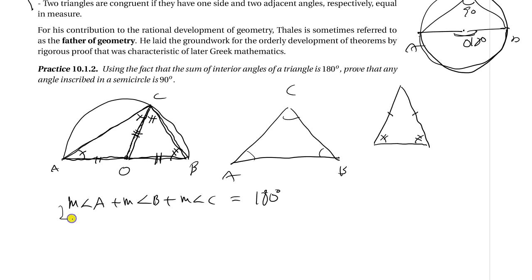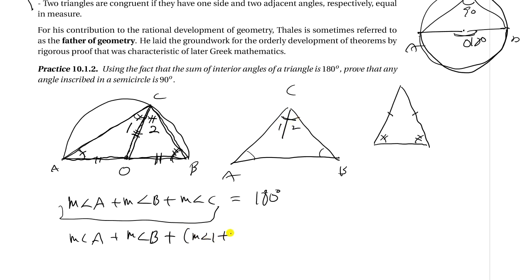Then this sum is the same as the sum of these four angles. So measure of angle A plus, let me give names here, angle 1 and angle 2. The measure of angle B is the measure of angle B. But instead of the entire angle C, you can break it down into angle 1 and angle 2, so that is the measure of angle 1 plus the measure of angle 2. Still it's 180, right?